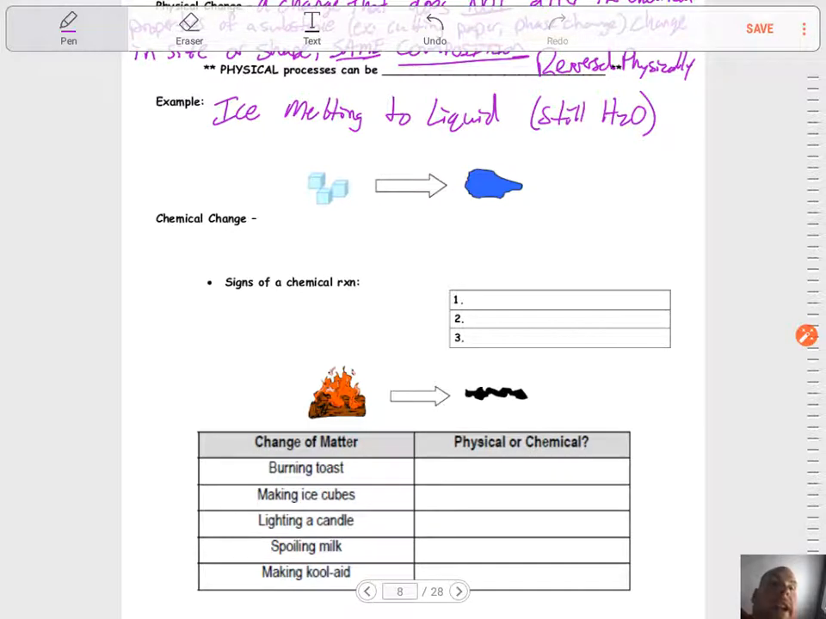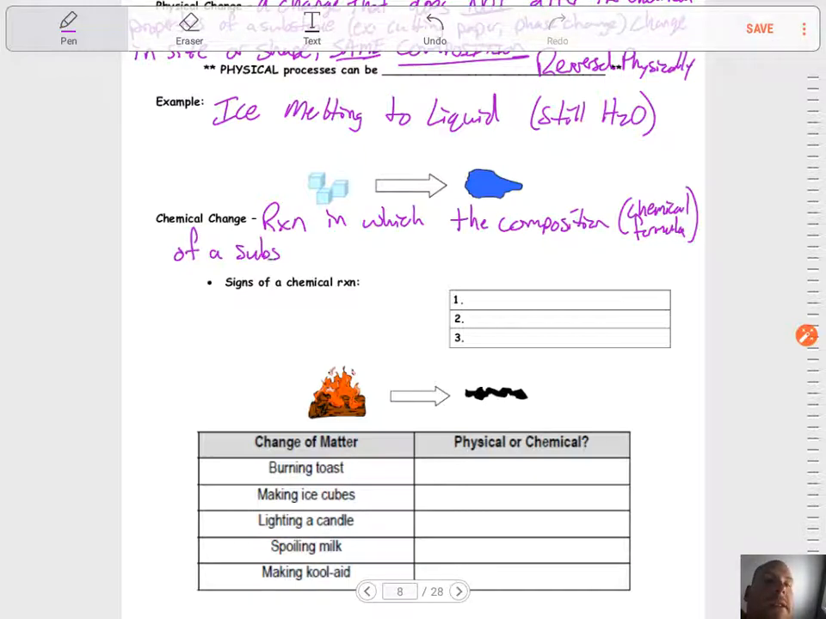Now, a chemical change, on the other hand, is where you have a reaction. You're going to note right here, RXN is how I abbreviate reaction. You'll thank me later on. In a reaction, the composition changes. And the thing you want to remember, guys, is that composition is your chemical formula. So if you change the chemistry of the substance, it's now a chemical change. A reaction is where the composition of a substance is changed.